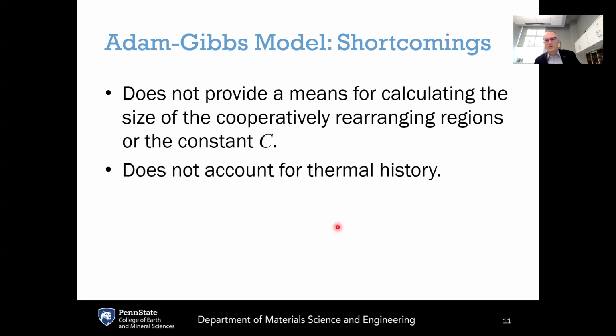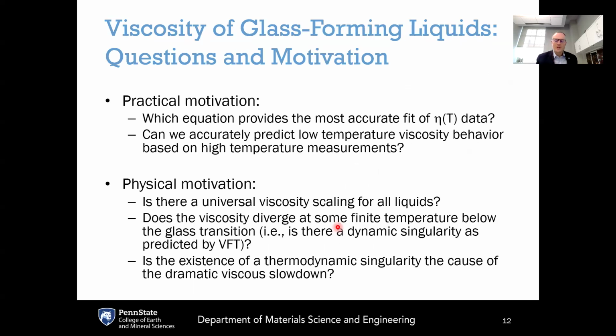Now, there are a couple of shortcomings of the Adam-Gibbs model. First of all, it does not provide a means of calculating the size of the cooperatively rearranging regions or this unknown constant C. And also, if you go into the non-equilibrium glassy state, it doesn't account for the thermal history effects of the viscosity. So picking up from there, that was kind of the state of the art when I started working in this area.